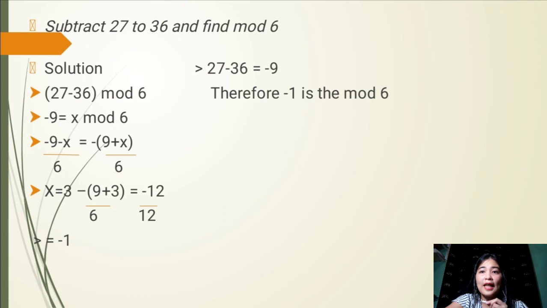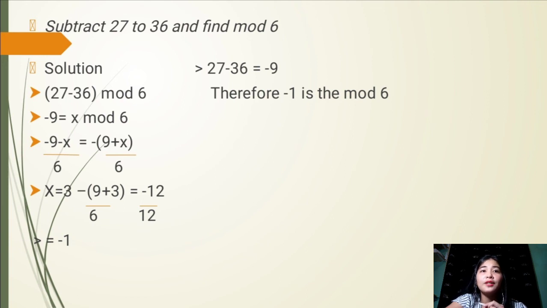So this is the last number. Subtract 27 from 36 and find mod 6. In this case, our subtrahend is bigger than our minuend, so we will get a negative answer. But take note that a negative number is still an integer, as long as it is a whole number. So 27 minus 36 is equal to negative 9.